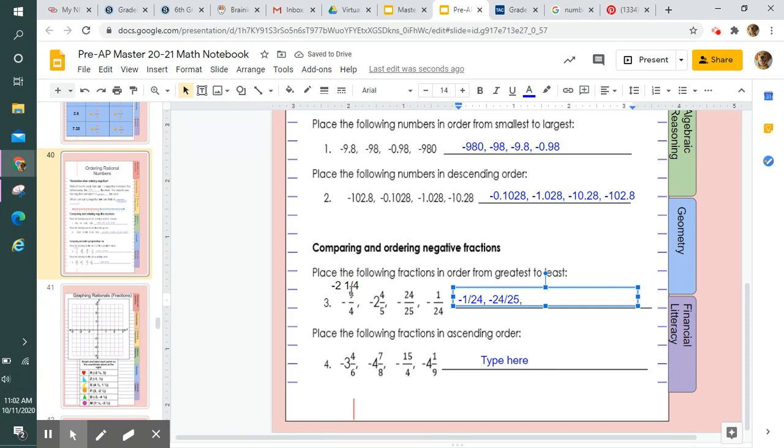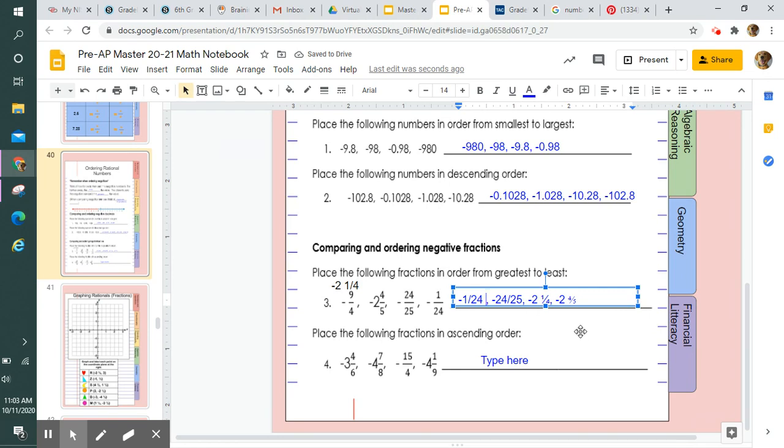Okay, now we can worry about these two mixed numbers. They both have a negative 2 in front, so we're going to do the same thing. I know 1/4 is equal to 0.25, and I know 4/5 is equal to 0.8. That means 0.25 would be closer to 0. So we're going to say negative 2 and 1/4, and then we're going to say negative 2 and 4/5. And that is our numbers in order.